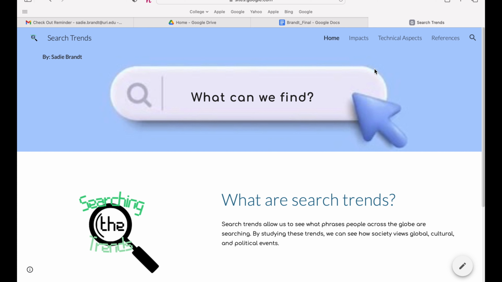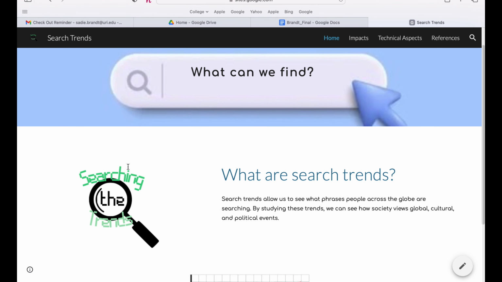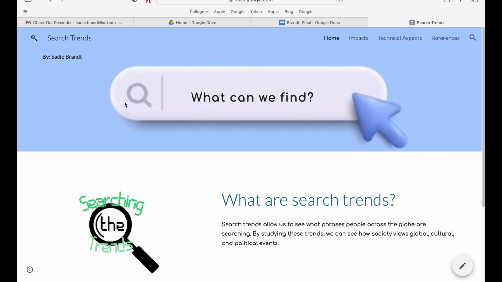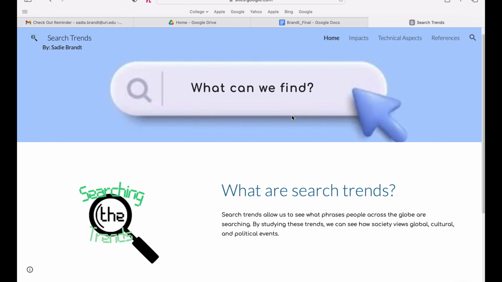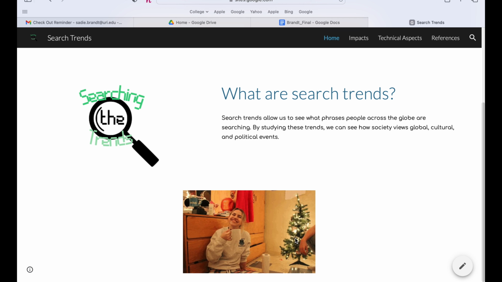So, graphics used. Over here, we have the searching the trends graphic, which I made myself. I did that layering and using images that I found on the internet. Up here, again, the header is an internet found image that I inserted into Google Sites. And of course, that is done using an image insert command. This GIF down here, I also made myself.